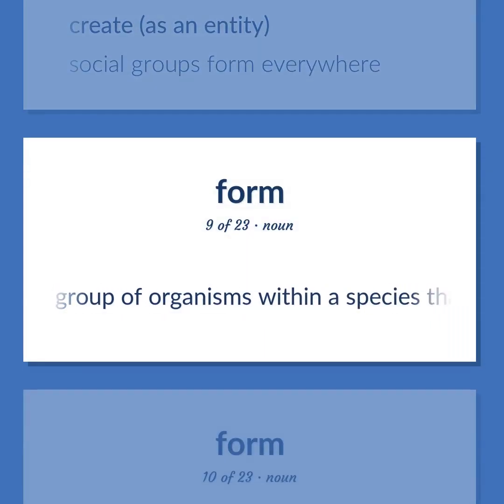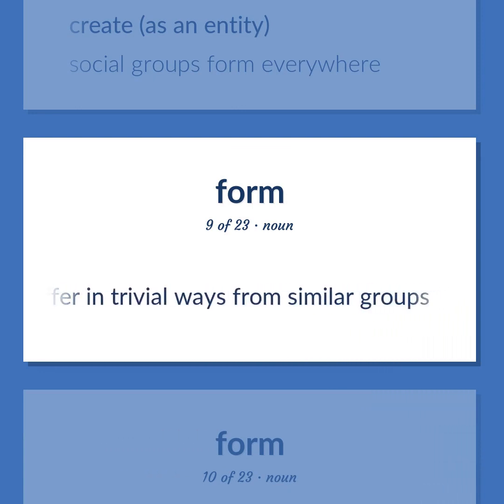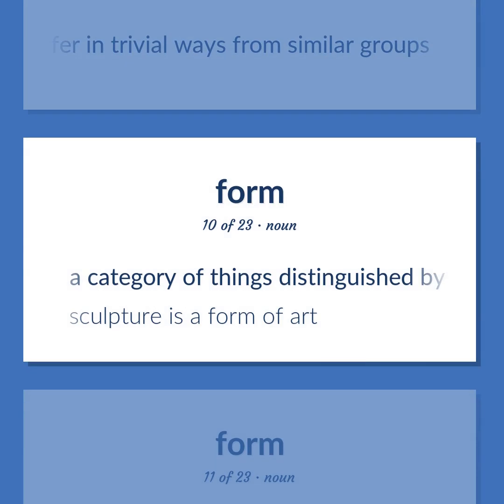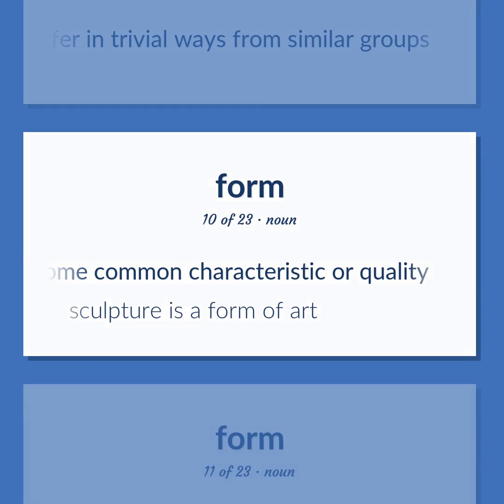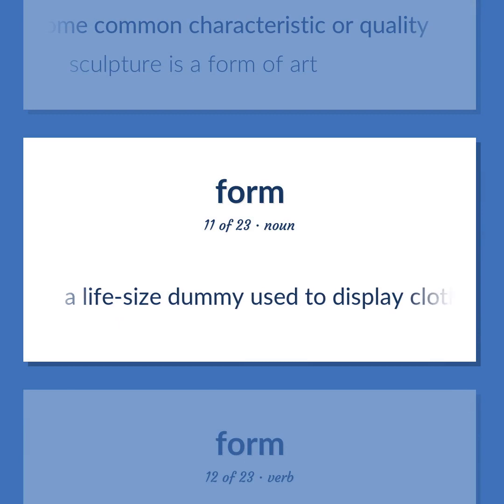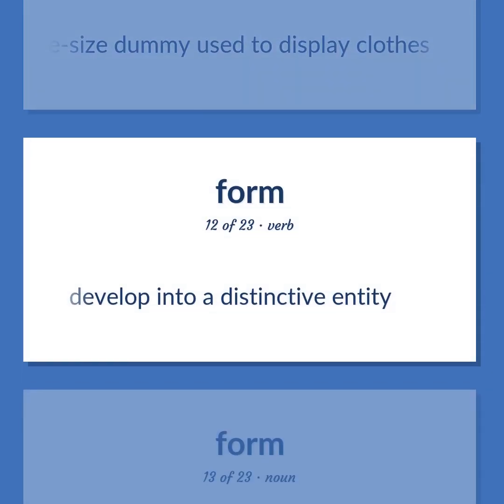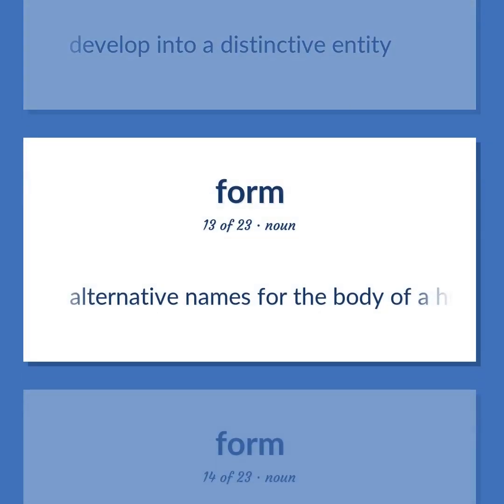Biology. A group of organisms within a species that differ in trivial ways from similar groups. A category of things distinguished by some common characteristic or quality. Sculpture is a form of art. A life-size dummy used to display clothes. Develop into a distinctive entity. Alternative names for the body of a human being.